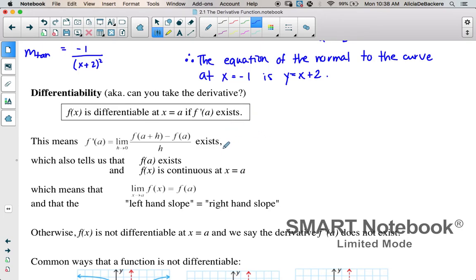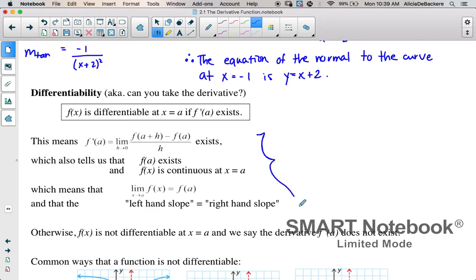So what does that mean? Well, it means that the limit as h approaches 0 of the difference quotient when I plug in a exists. Now that also tells me if the limit exists, well, f(a) must also exist. It also tells me that f(x) is continuous at x equals a. So I must have that the value f(a) exists as well as the limit on both sides of a. So the limit as x approaches a of f(x) is equal to the value, the y value, right? As I approach from the left and the right, the y value is the same, which also tells me that the left-hand limit is equal to the right-hand limit.